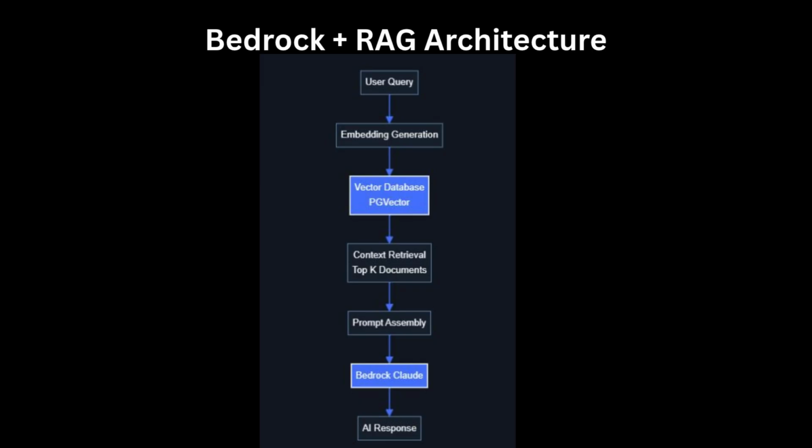Bedrock plus RAG architecture. Now let's discuss Retrieval Augmented Generation, or RAG. RAG improves accuracy by grounding responses in external data. First, the user query is converted into embeddings. Then, a vector database such as pgvector is used to perform similarity search and retrieve relevant documents. These documents are added as context to the prompt. Claude then processes this context and generates a response. This approach reduces hallucinations and enables domain-specific knowledge in enterprise AI systems.